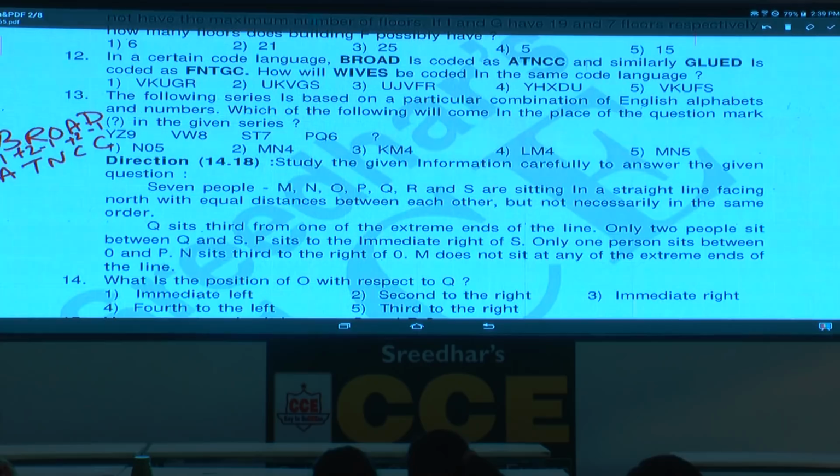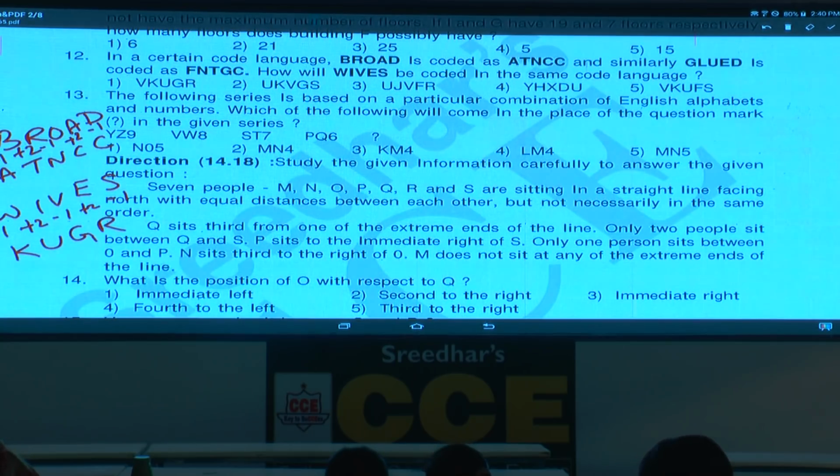At the same time, GLUED is coded as: G minus 1 is F, L plus 2 is N, U minus 1 again, and E plus 2, and so on. Then how will WIVES be coded? W-I-V-E-S: minus 1, plus 2, minus 1, plus 2 and minus 1. W minus 1 is V, I plus 2 is K, V minus 1 is U, E plus 2 is G, S minus 1 is R. Then what is the answer here? VKUGR, and it is given in choice 1. Question number 12, choice 1 is the answer.